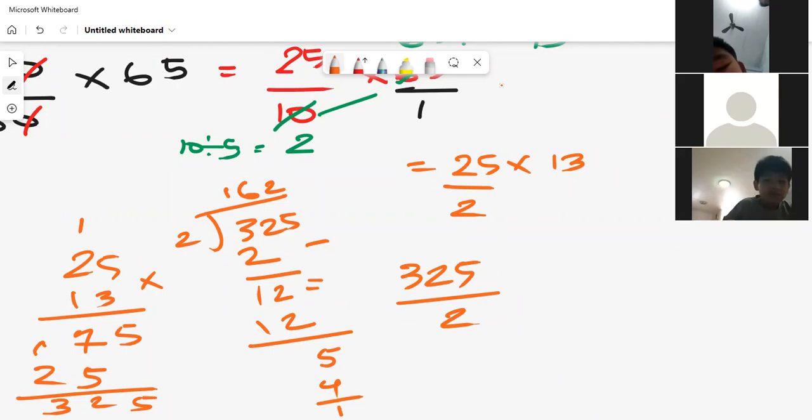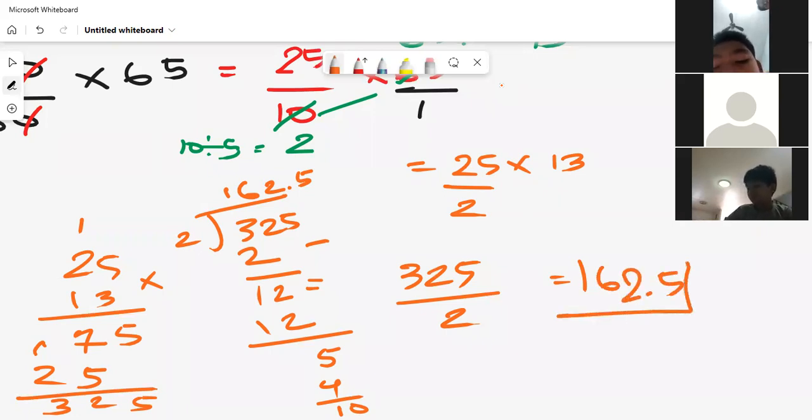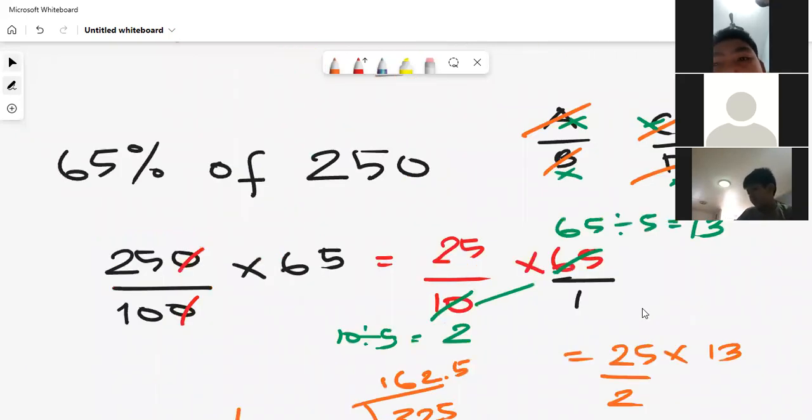that is 1, add point, add 0. So it will become the answer. The final answer is 162.5. Never mind the answer, because I am teaching you how you are going to cut the number here.